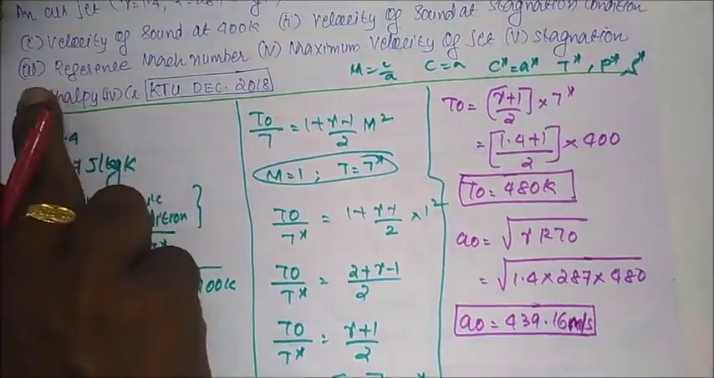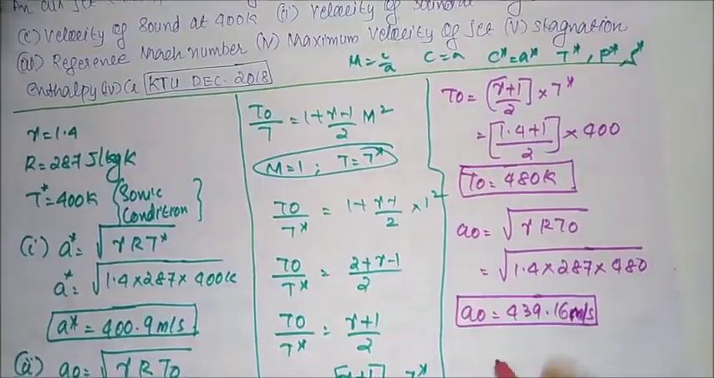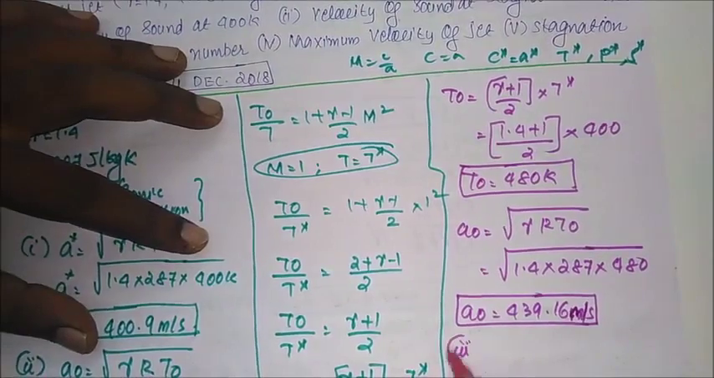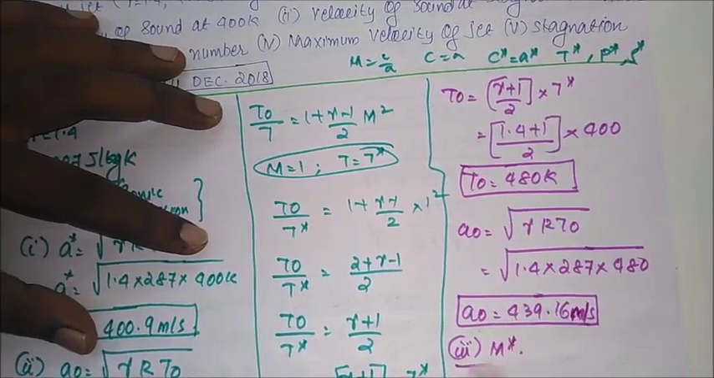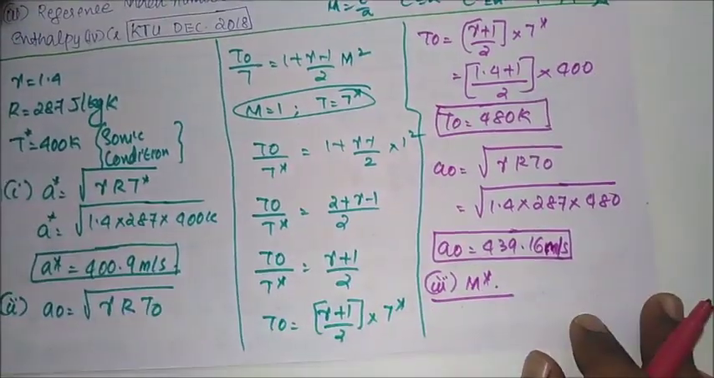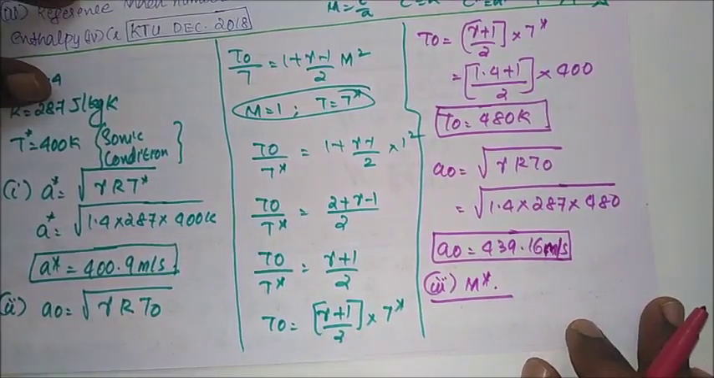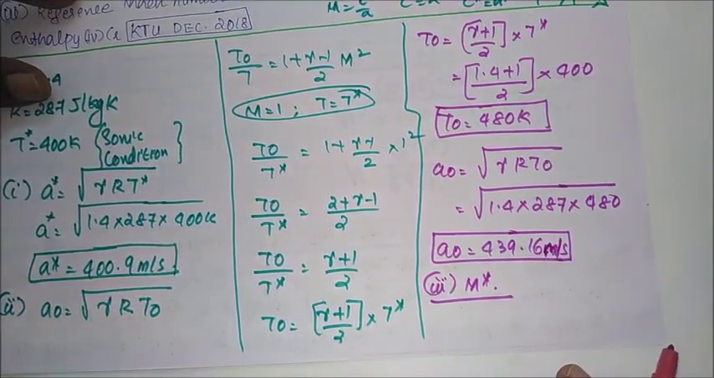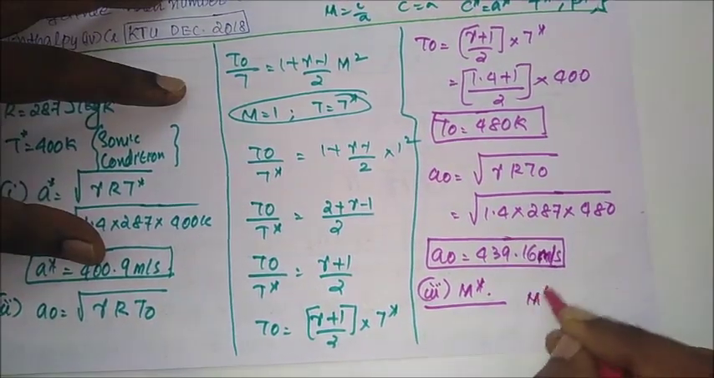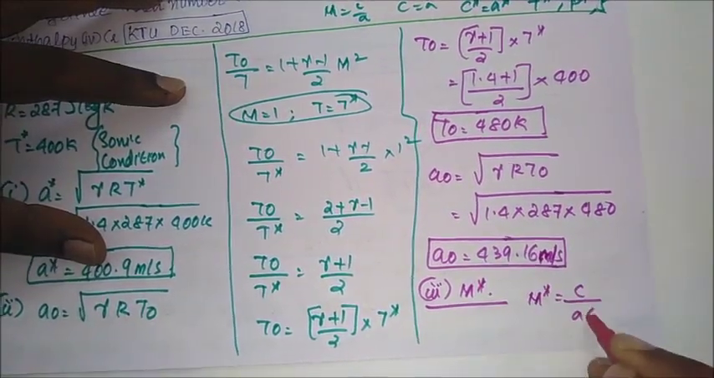Now the third type. What is the reference Mach number? Third one, that is M star. We have to find out the reference Mach number. We know that the reference Mach number is a second kind of Mach number which is used in the case of high speed flow. That is M star is equal to C by A star.